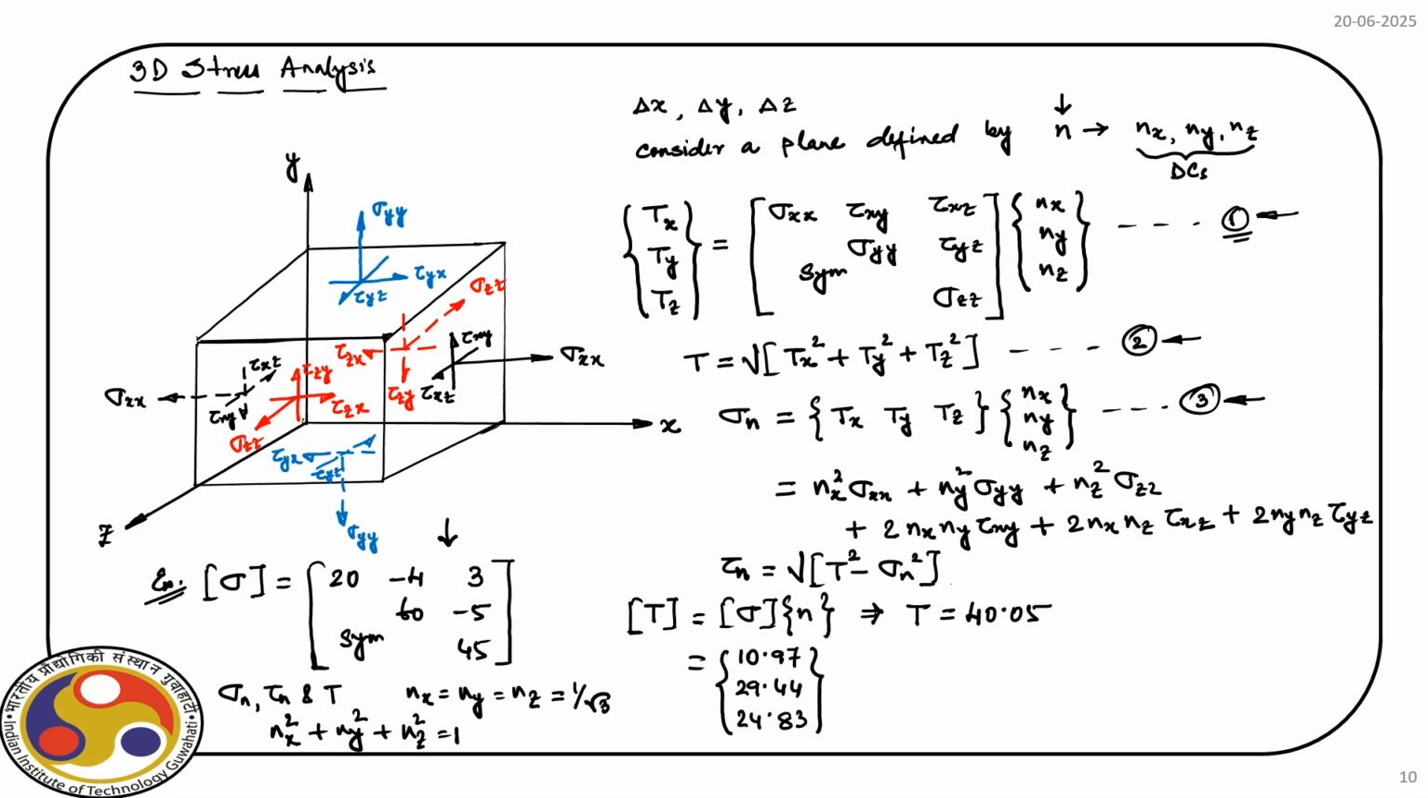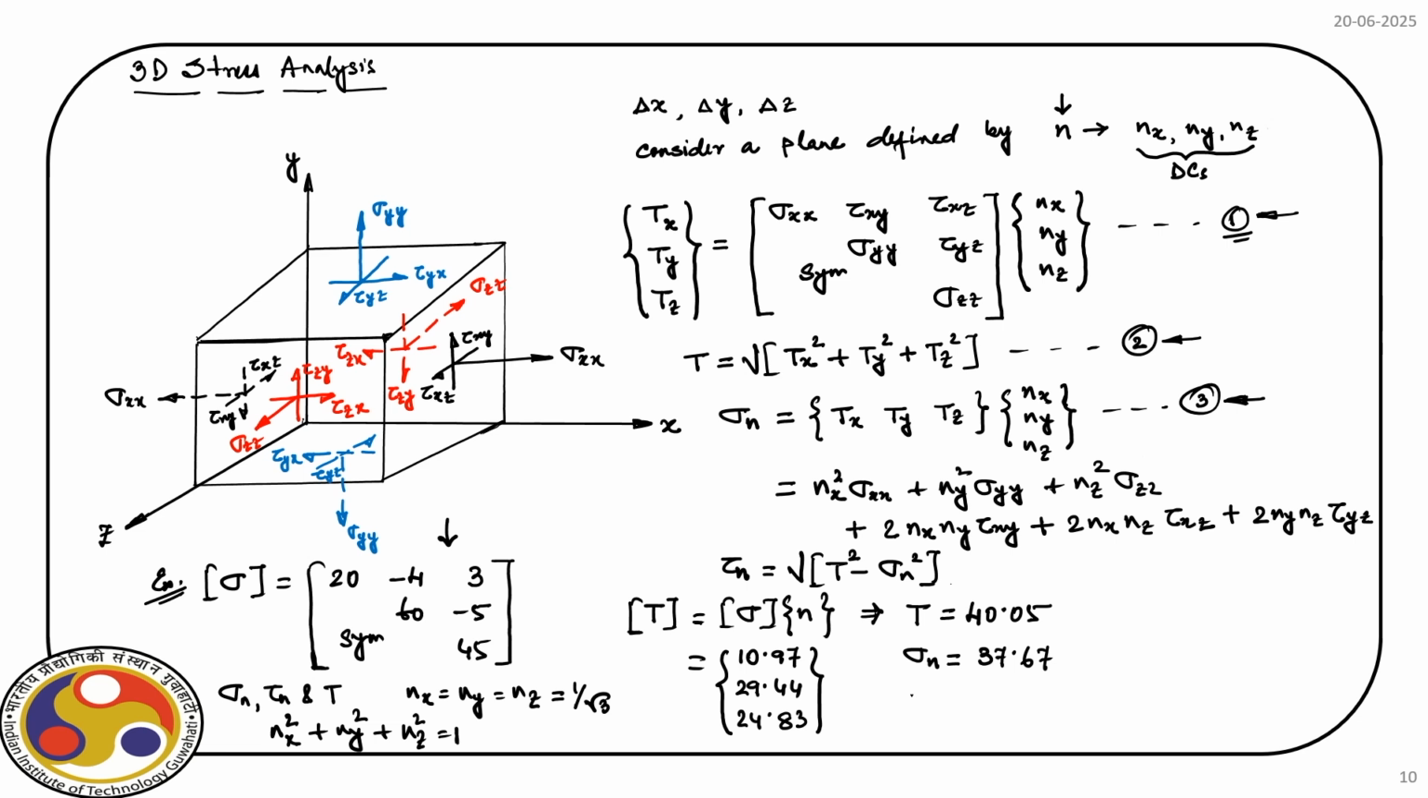Our next task is to find out sigma n. How we work it out? Using equation 3. So, we have the components of T and we also know nx, ny, nz. So, again if you do that multiplication, what you will get is sigma n as 37.67.